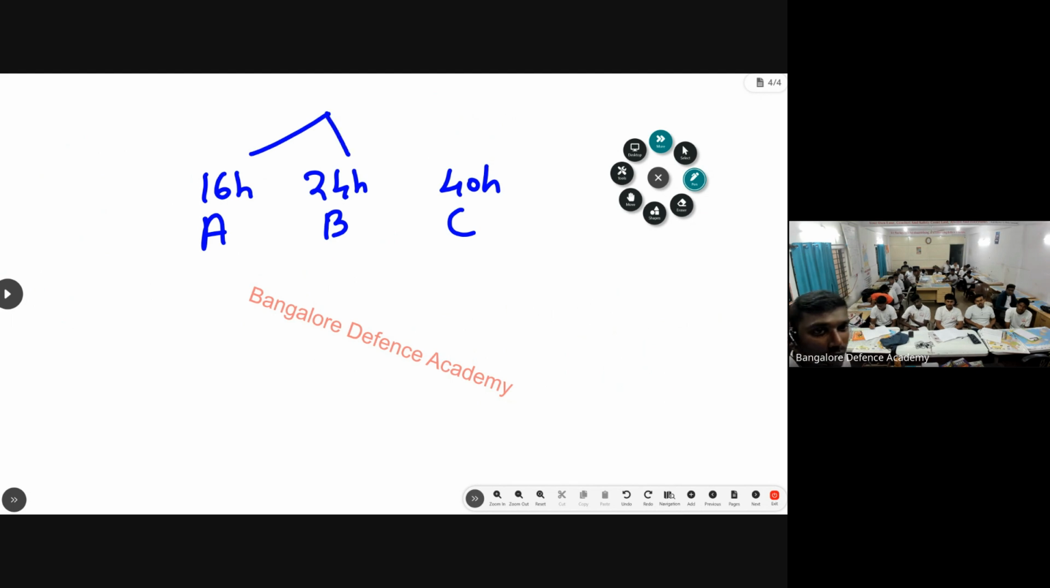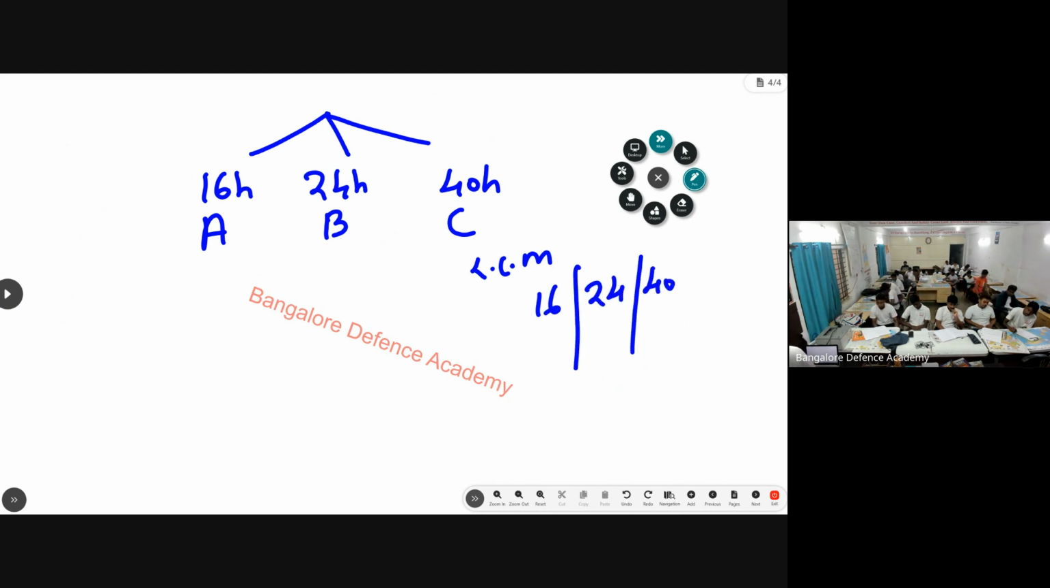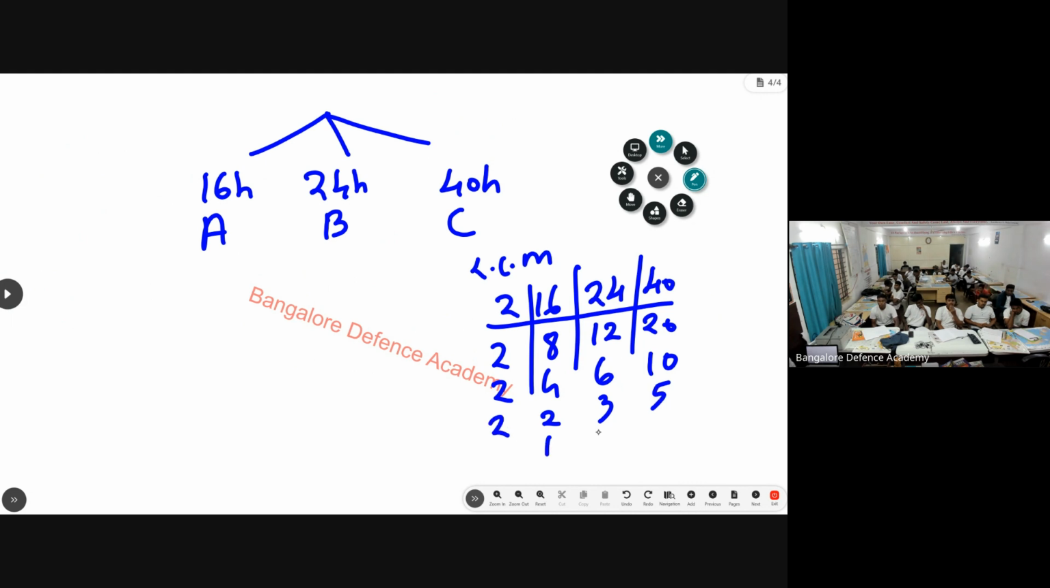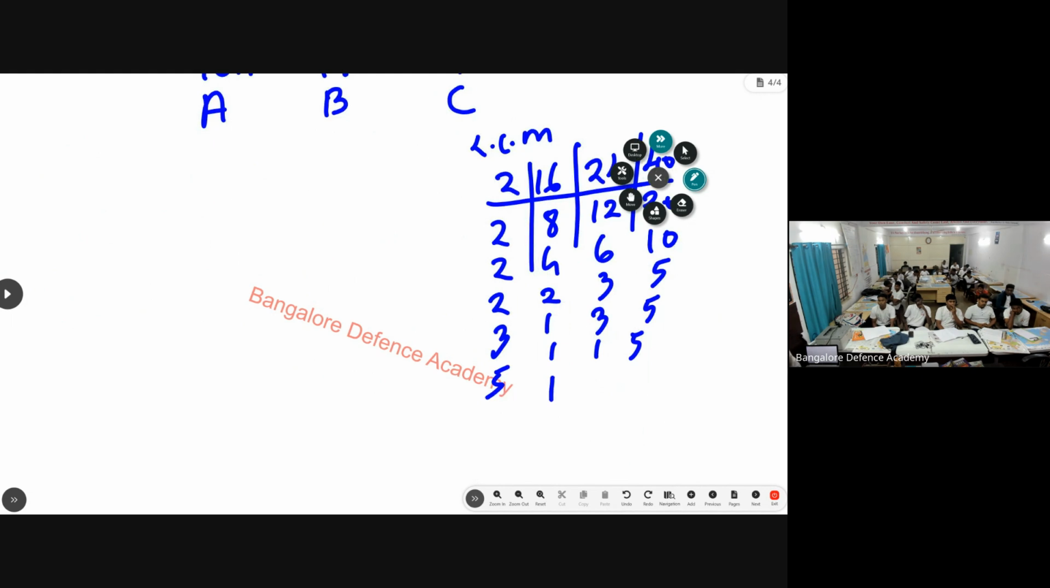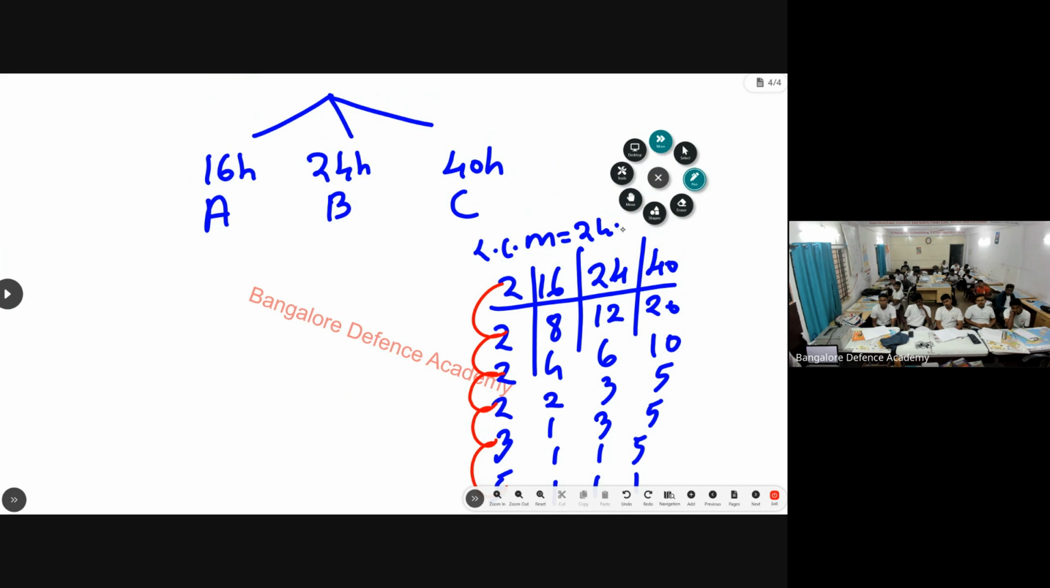Okay, so first I am going to find the LCM of 16, 24 and 40. I'll give you time to do it on your own. Start with 2: 8, 12, 20; then 2: 4, 6, 10; then 2: 2, 3, 5; then 2: 1, 3, 5; then 3: 1, 1, 5; and then last 5: 1, 1, 1. 5 into 3 is 15, 15 twos are 30, 30 twos are 60, 60 twos are 120, 120 twos are 240.